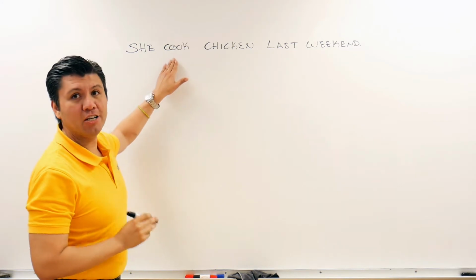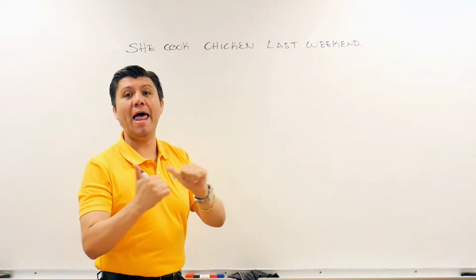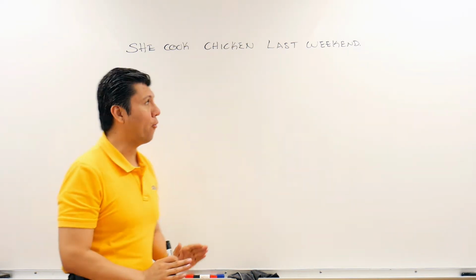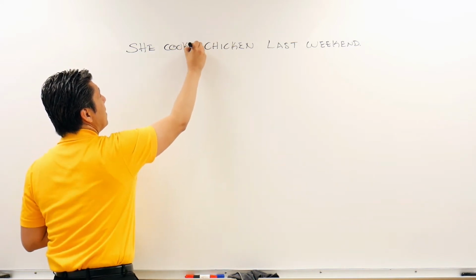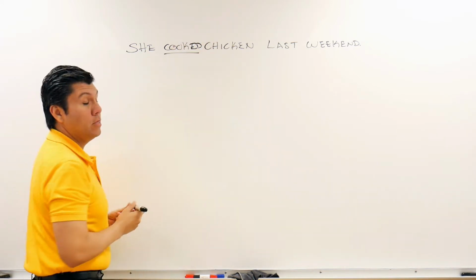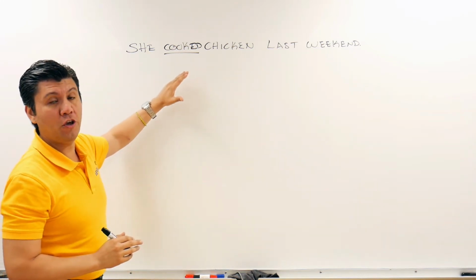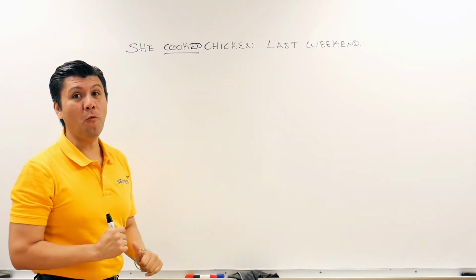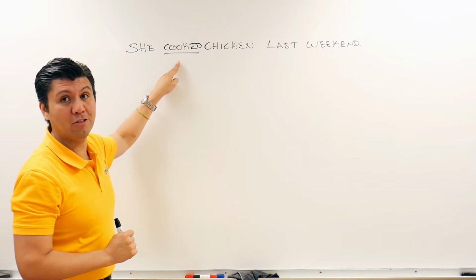I know that the action is cook. I'm saying that it happened last weekend. That's past. It's not present. So the verb must be in past form, not in present. So the correct expression here would be she cooked chicken last weekend. Okay, so make sure that you use your verb in past form.